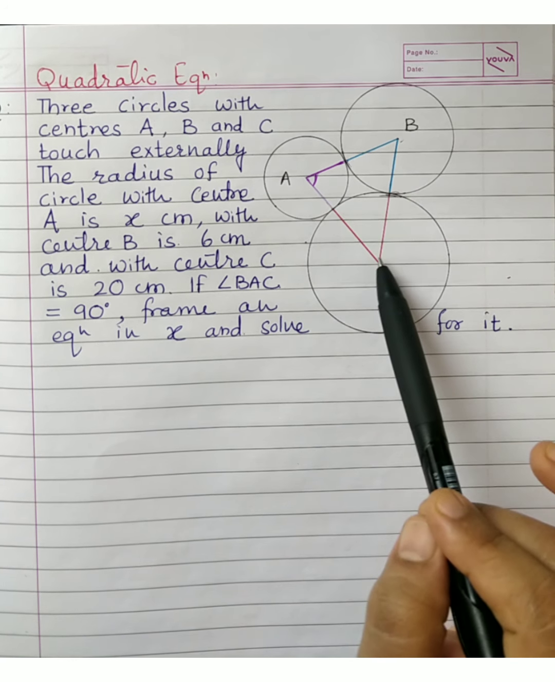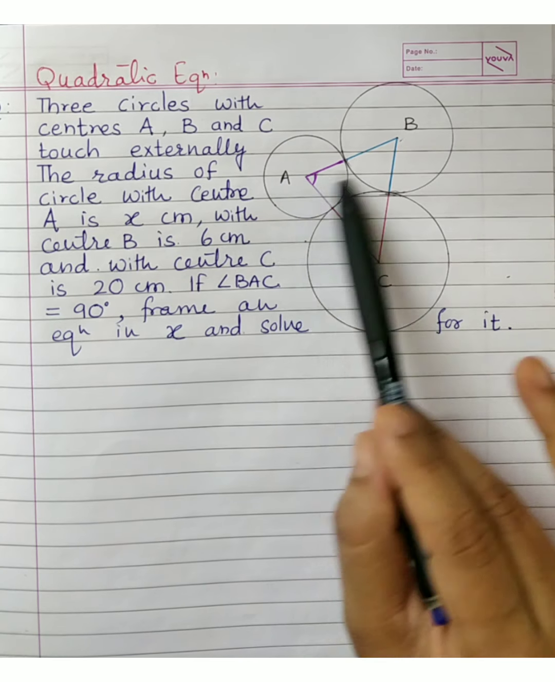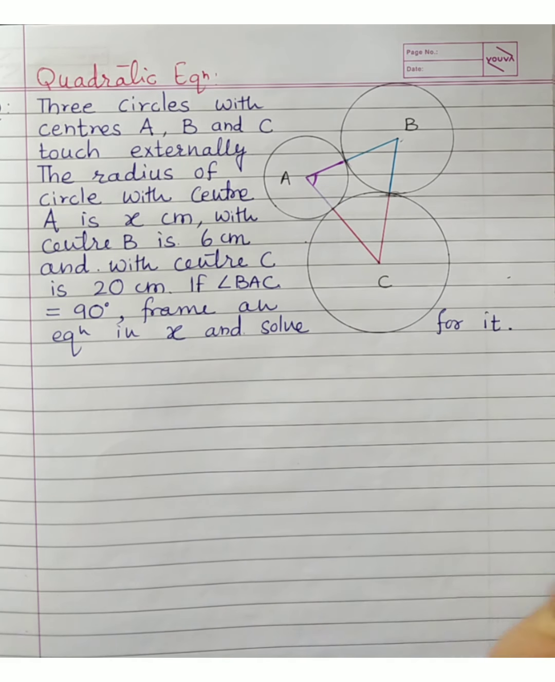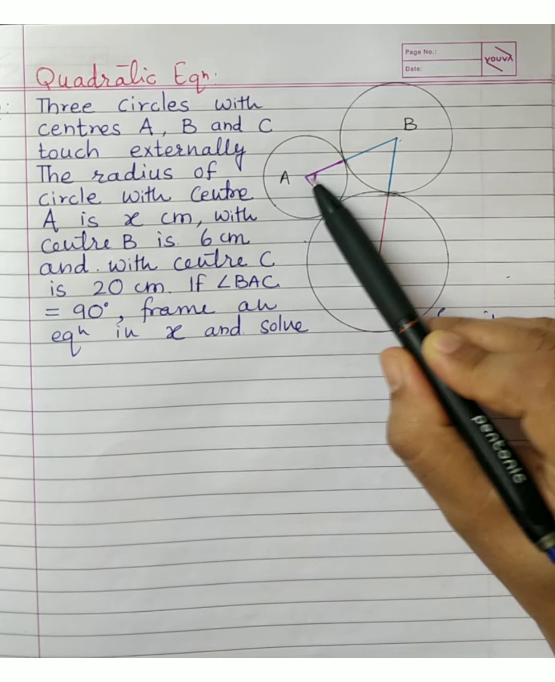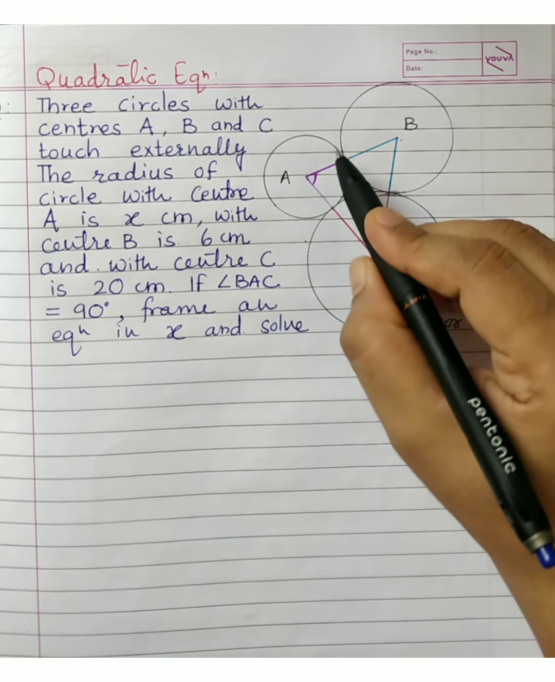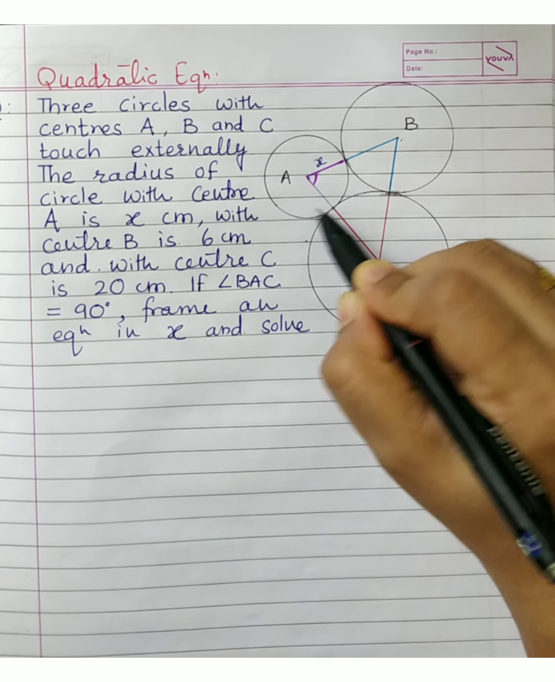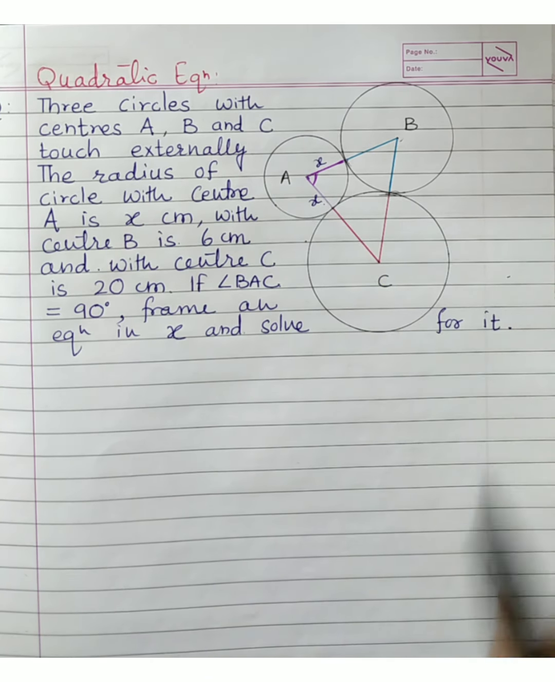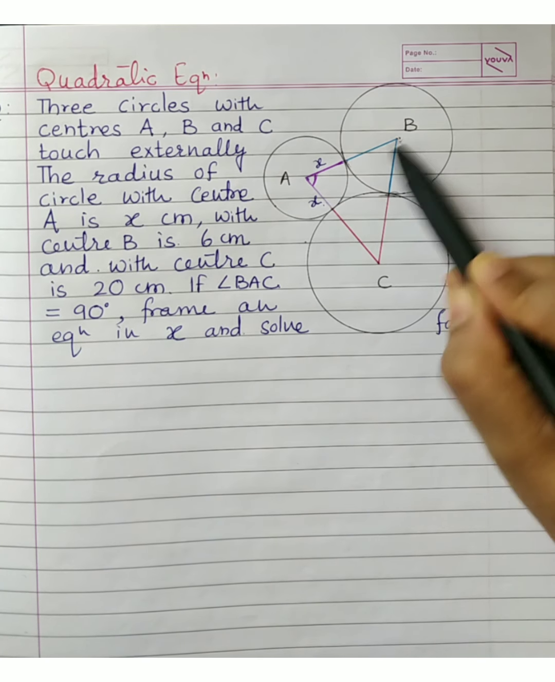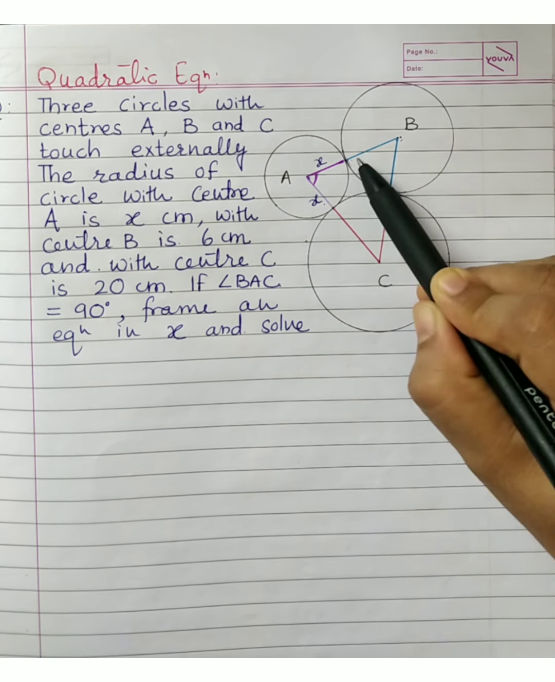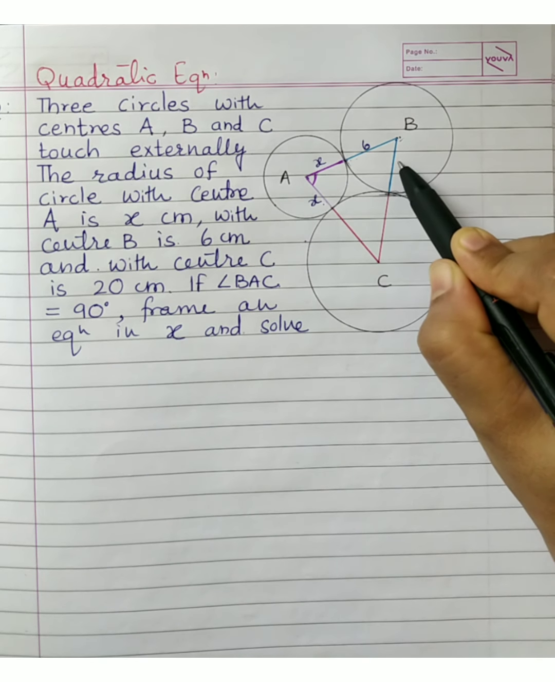Externally. The radius of the circle with center A is x centimeter. I have used three different colors here. This part is the radius of the circle with center A and it is denoted by x, right? So this length will be x. The radius of the circle with center B is 6 centimeter. This is our circle with center B, and this length which you can see in blue is 6 units, 6 centimeter.